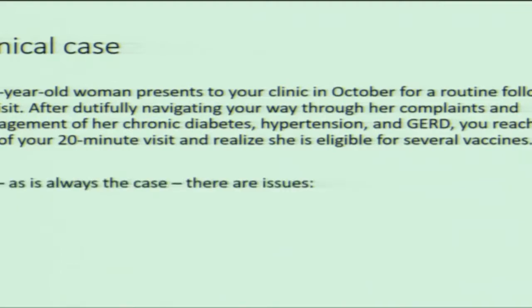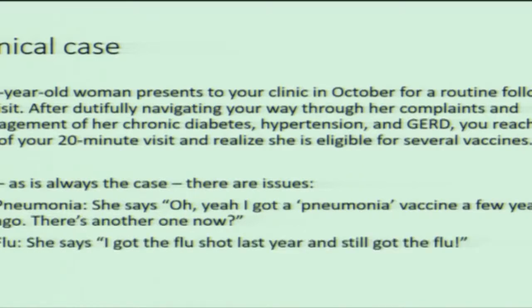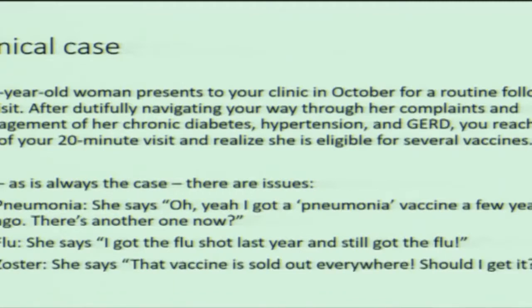But as is always the case in internal medicine, there are several problems. You want to give her the pneumonia vaccine, and she says, oh yeah, I got a pneumonia vaccine a few years ago. There's another one now. You want to give her the flu shot, and she says, I got the flu shot last year, and I still got the flu, so why should I get it again? And you want to give her the zoster vaccine, and she says, that vaccine is sold out everywhere. Should I still get it?